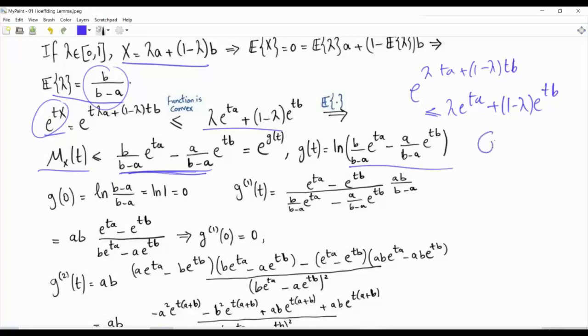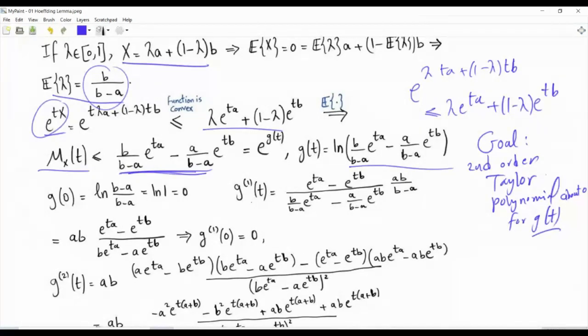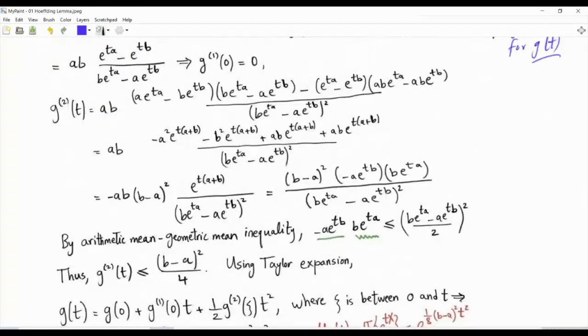Then, as we did last time, you can investigate function g. The goal is the second order Taylor polynomial for g of t. Okay, and so we do it about 0. So it's a second order Taylor polynomial about 0. Okay, so g of 0, check it's 0. First derivative, you differentiate with respect to t. Normal rules, nothing else. You set t equals 0, you get also 0. Then you do the second differentiation, and you get this thing here.